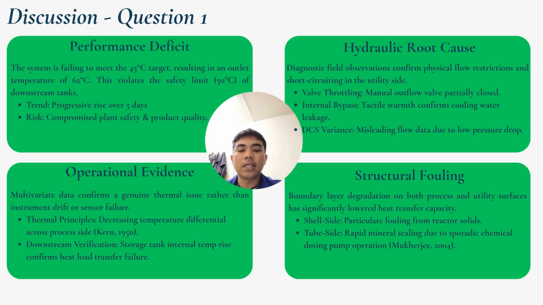So in conclusion, the E203 is being throttled by a combination of hydraulic bottlenecks, fluid bypassing, and an insulating layer of scale and particulates. These factors have created excessive thermal resistance, so a manual valve adjustment is required immediately, followed by a full bundle cleaning to restore safety margins and the operational baseline.